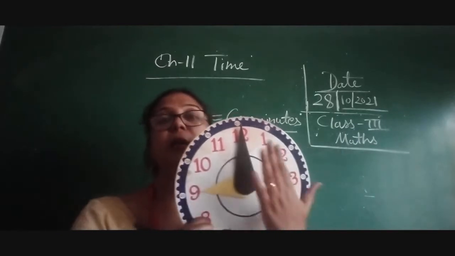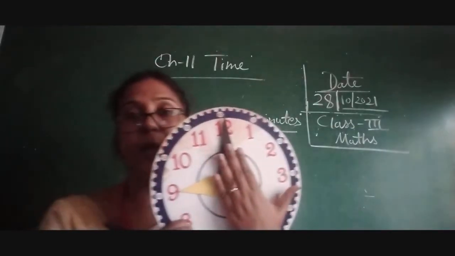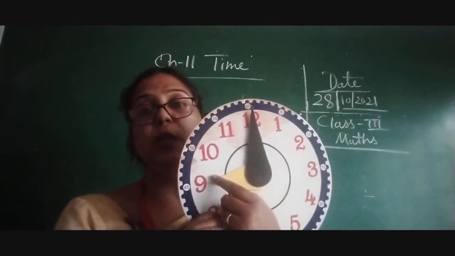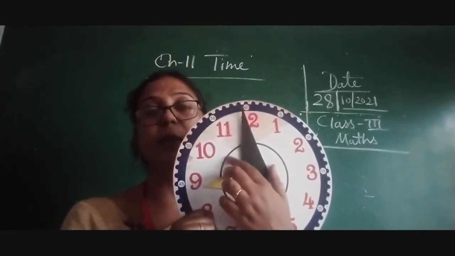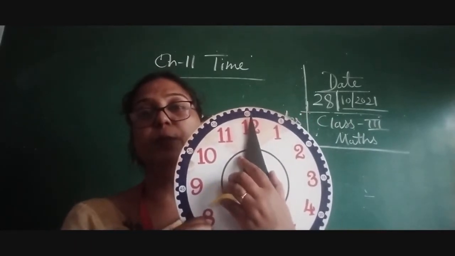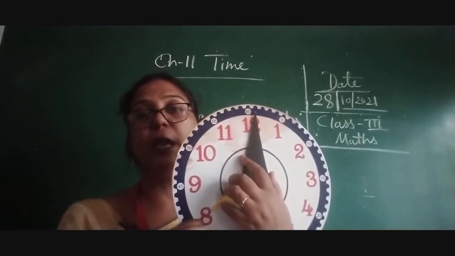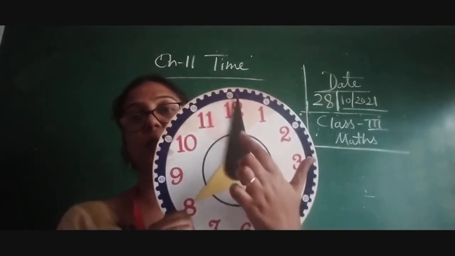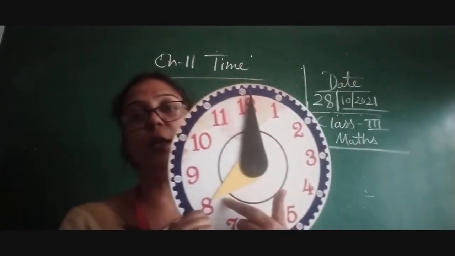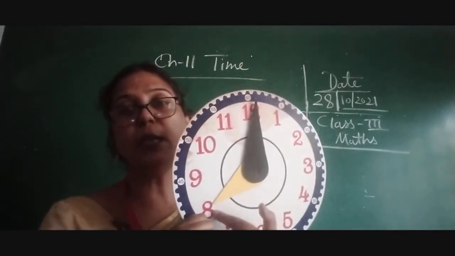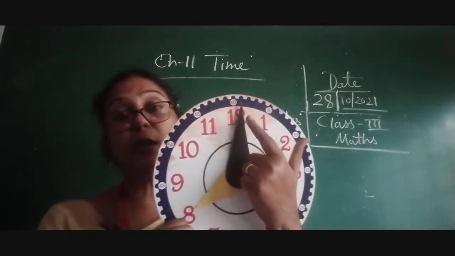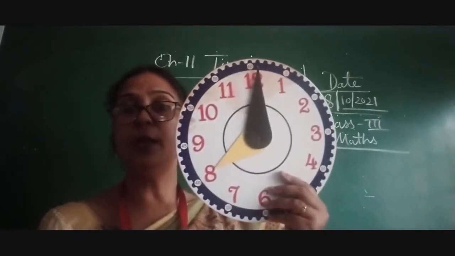मतलब क्या है कि अगर बड़ा जो जिसका हैंड है अगर 12 पर है और ये जो है वो अगर रोटेट कर रहा है किसी भी नंबर पे, so suppose it is at 8 o'clock, so it is 8 o'clock because the shorter hand is on 8 and the bigger hand is at 12.